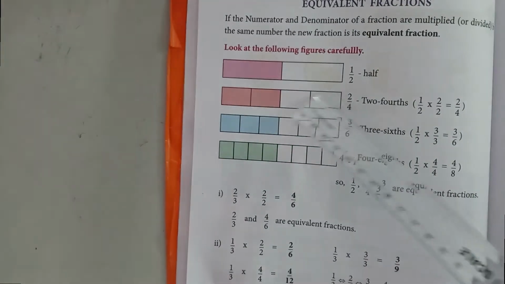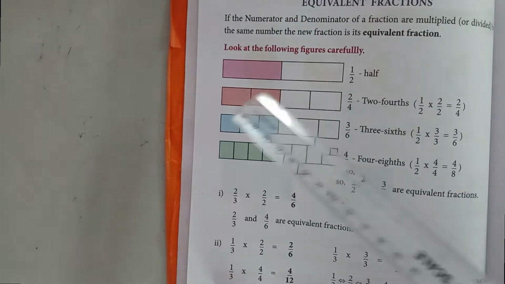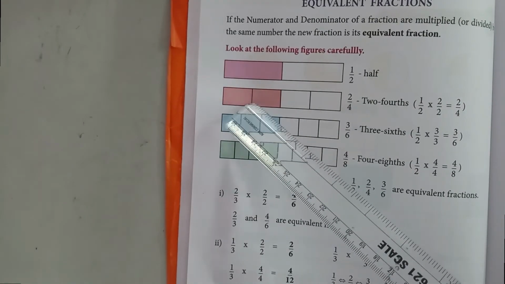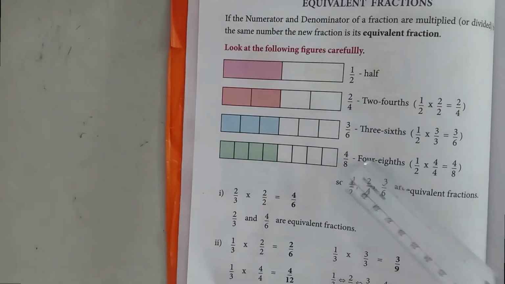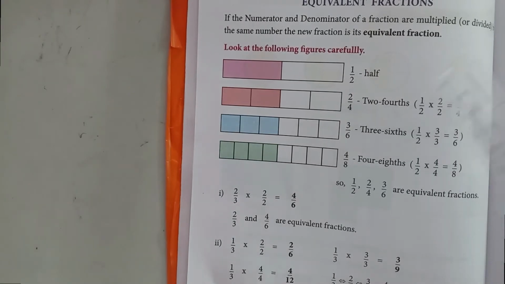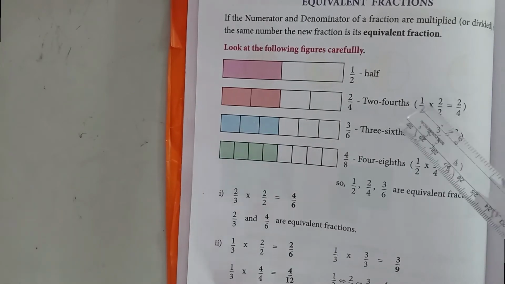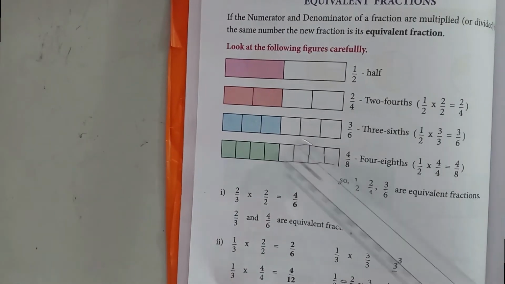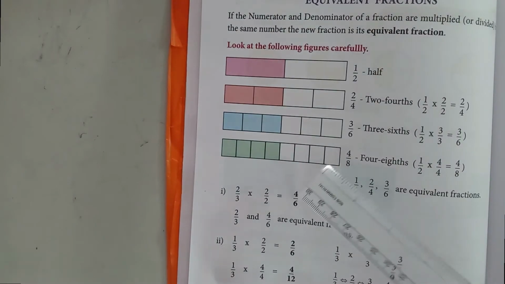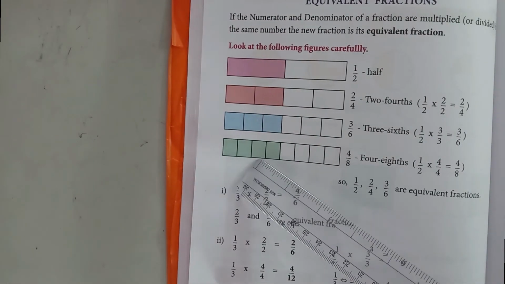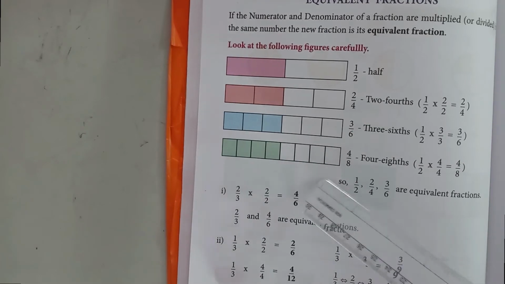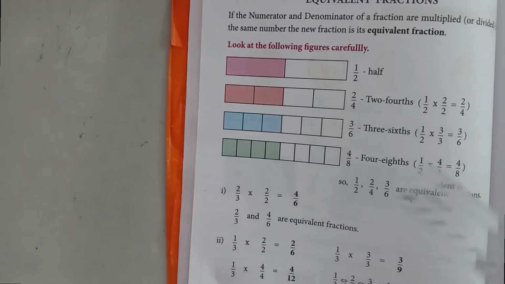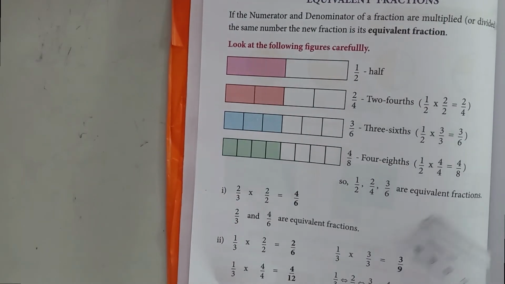Here how many parts are there in a whole? 4 parts. Out of 4 parts, here how many have been colored? 2 parts. That is 2 by 4. That means 1 by 2 into 2 by 2 is equal to 2 by 4. That is 2 ones are 2, 2 twos are 4. Likewise 4 by 8. So 4 parts have been colored and 4 parts have not been colored. 1 by 2 into 4 by 4 is equal to 4 by 8. So what we have observed here, 1 by 2, 2 by 4, 3 by 6 are equivalent fractions.